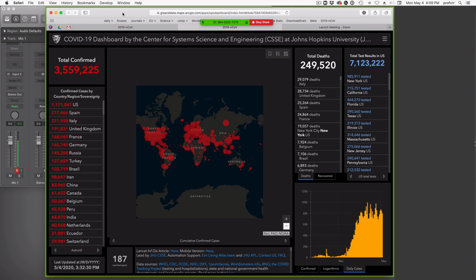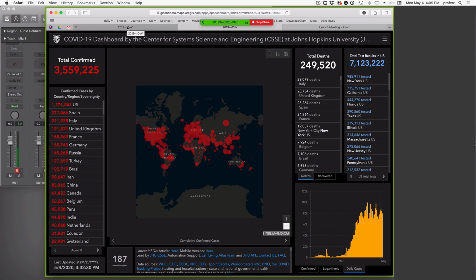We started this course way back in January in lecture number 1 with a brief mention of a new coronavirus that was spreading globally. And I thought it would be fitting to start our last lecture with an update on where we are. This map is very different from what it was back in January.